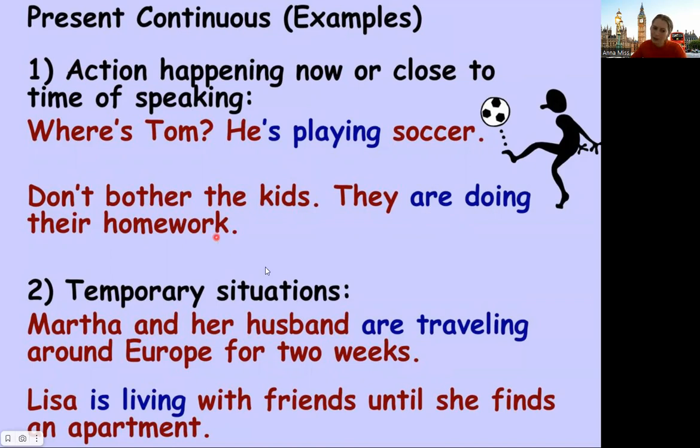If you're talking about a temporary situation, in this case, we talk about the future. Martha and her husband are traveling around for 2 weeks. So they are doing it right now, it is close to our time now. Or Lisa is living with friends until she finds an apartment. So she's living there right now, till a little time in the future, until she finds an apartment. So it will be very soon. Right now, it is a temporary situation. Martha and her husband will come back. Lisa will move very soon.